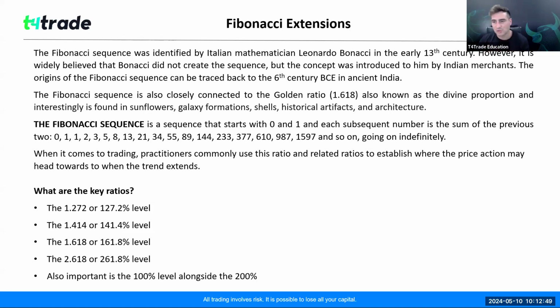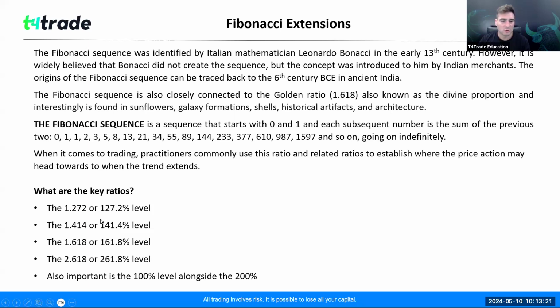So the key ratios for the Fibonacci sequence are the 0.618, the 0.382, and the 0.5 level. It's also not actually in the Fibonacci sequence, but it is used with the Fibonacci retracement tool. Another key ratio is the 0.236. Okay, those are the retracement ratios. In the extension tool, we have the key ratios mentioned here below.